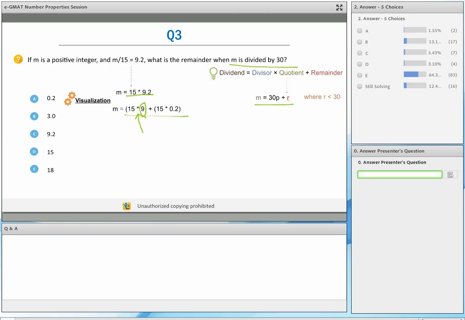And this is all a game of manipulation, right? That's what you're doing over here. So I split 9 as 8 plus 1. Then what I get is 15 times 8. Now I know this part is definitely going to be divisible by 30. Then I get 15 times 1 plus 3. And this is 18. Okay, so the remainder over here is 18. So just a little bit more manipulation that I had to do.